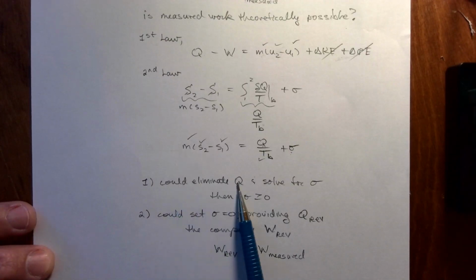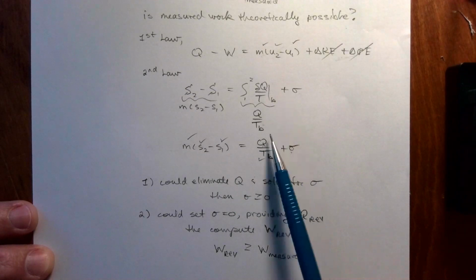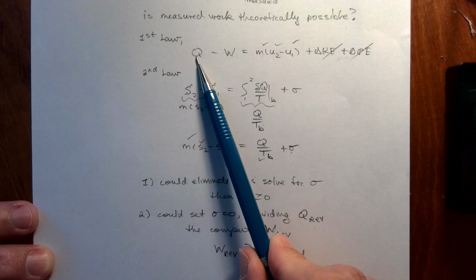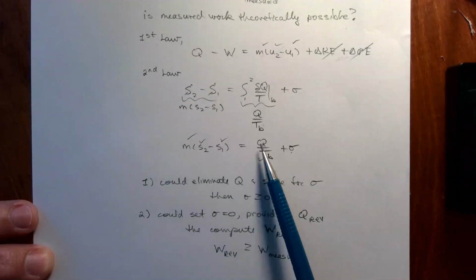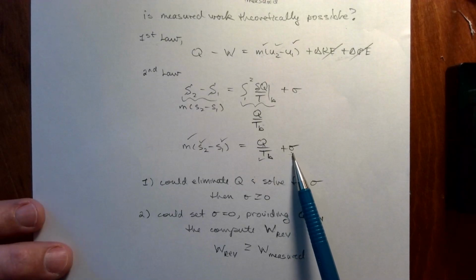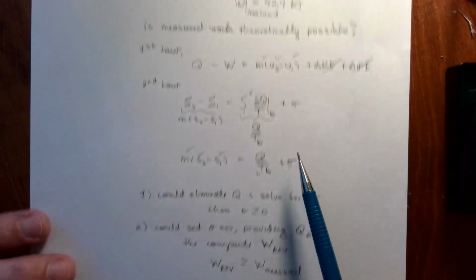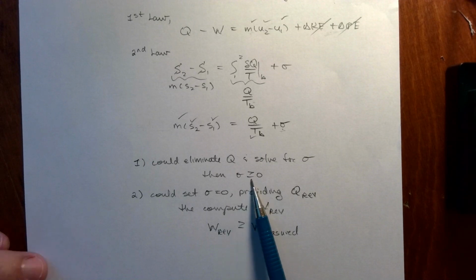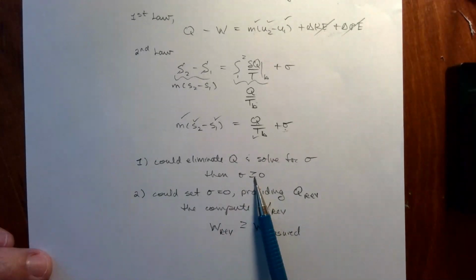We could eliminate Q between these two equations up here. So we can take this equation for the first law, solve that for Q, take that Q, substitute it here, and now we will end up with a single equation for sigma. We can compute a sigma that would be the end result should that measurement be correct. And then we can just check the sign of sigma. If it's positive, then it's a theoretically possible measurement. If it's negative, then no, it's not possible.